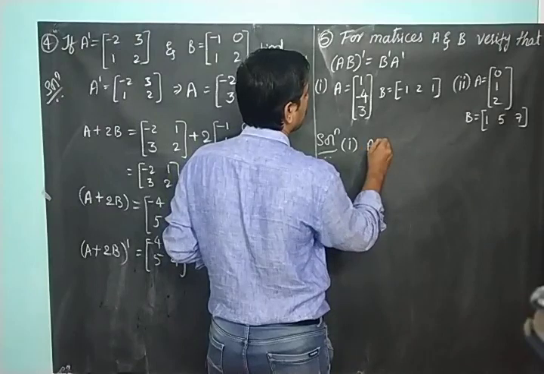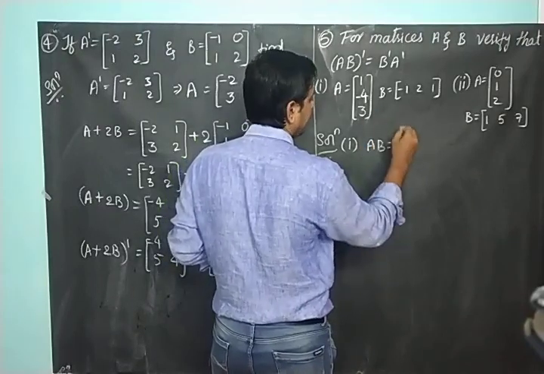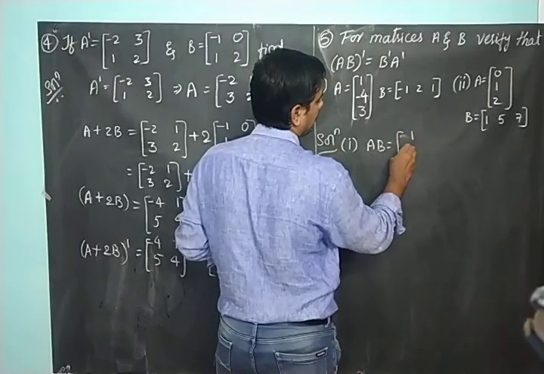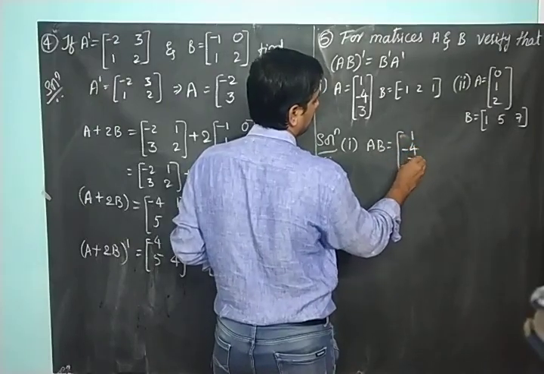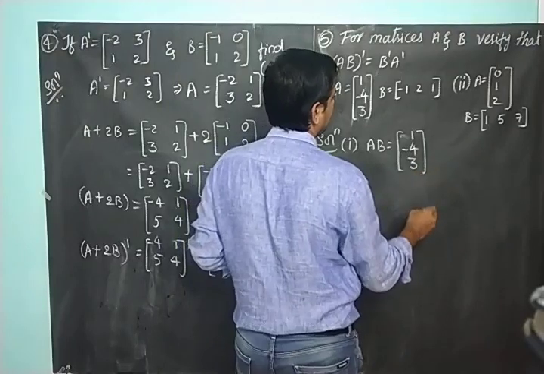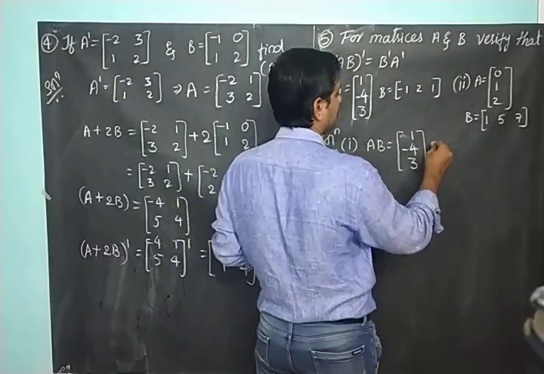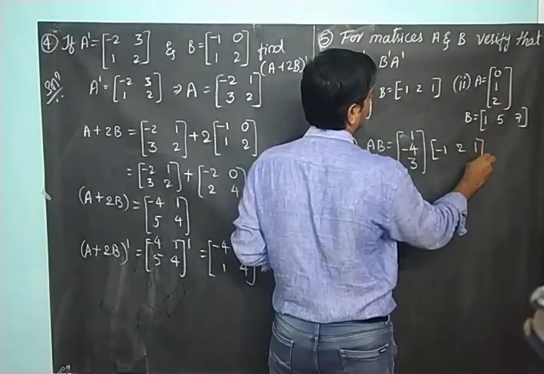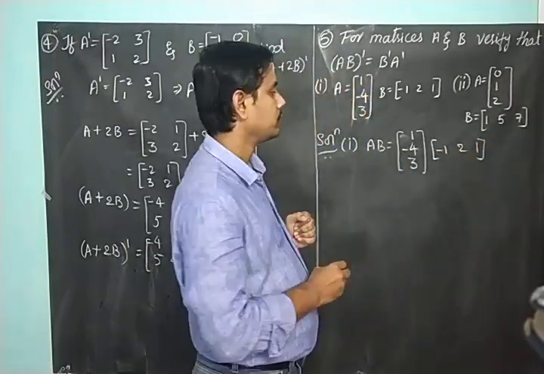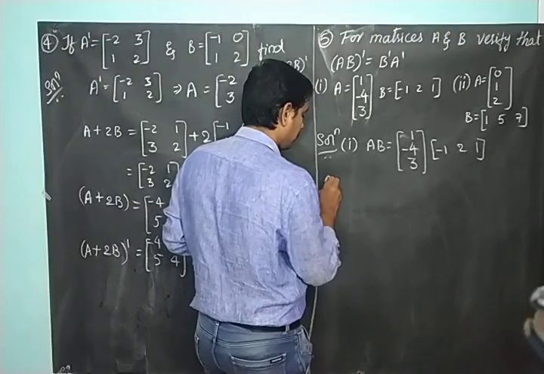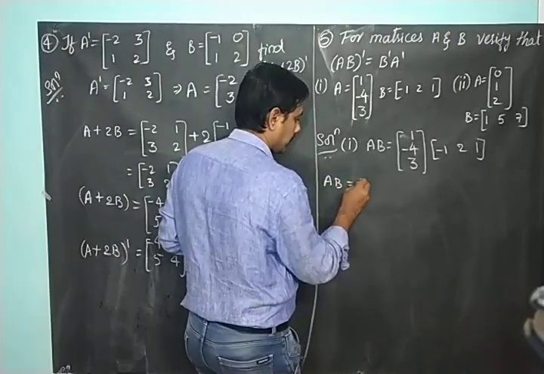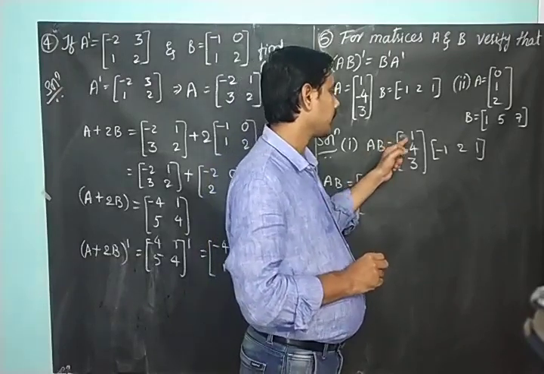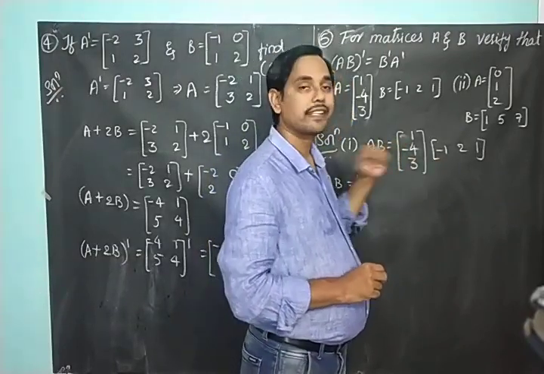What is A into B? A is 1, minus 4, 3, and B is minus 1, 2, 1. Right? So A into B will be this A matrix into B matrix.